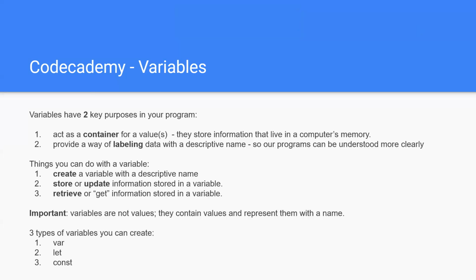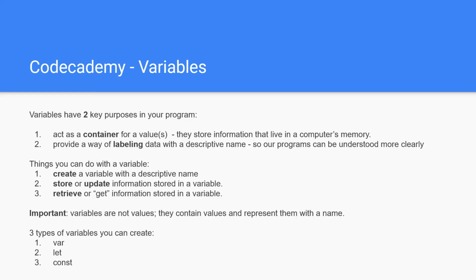Okay, back to variables. In JavaScript and in most programming languages, if not all of them, variables have really two key purposes for your program. One is they act as a container for a value or values. In other words, they store information that lives in your program. And number two, they provide a way of labeling information or labeling data with a descriptive name so we can better understand our programs. We want to store the values we need to store in our program for use and store them in a location with a name that we can reference them with.